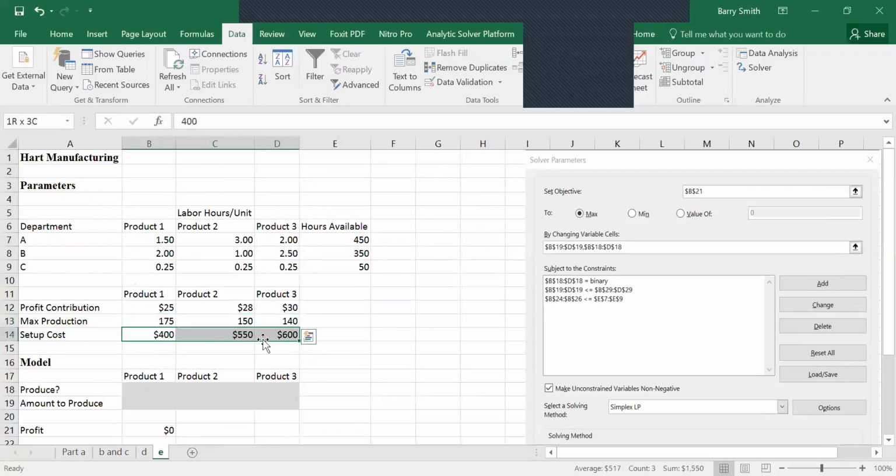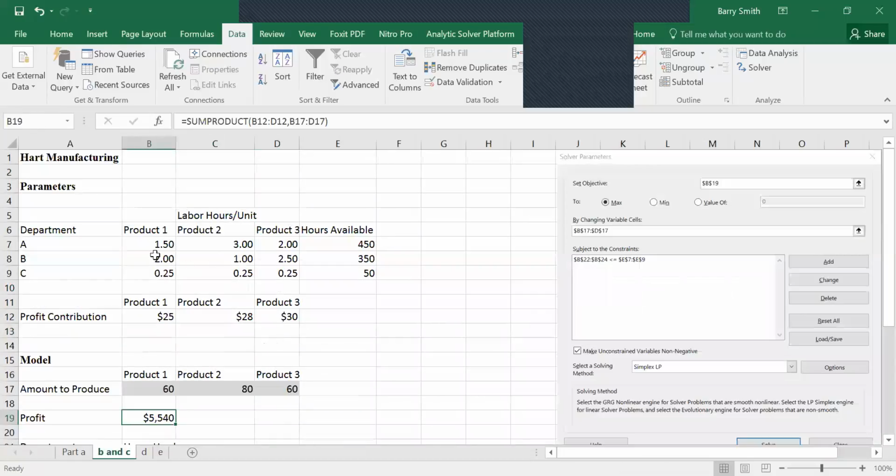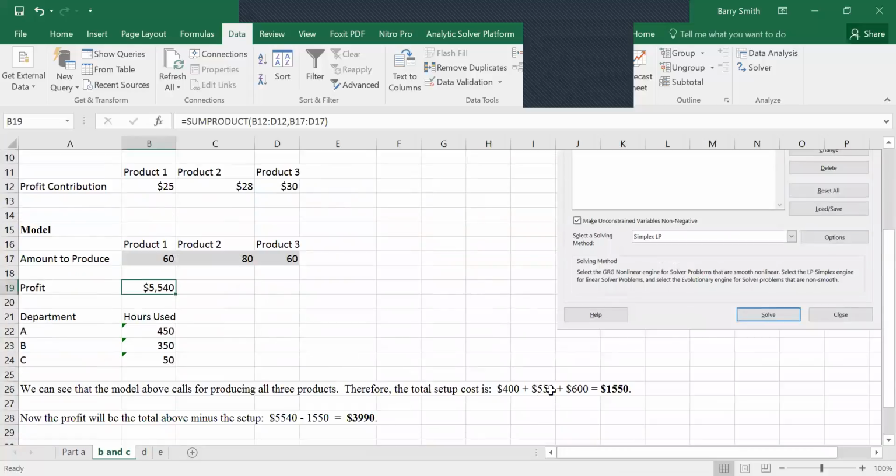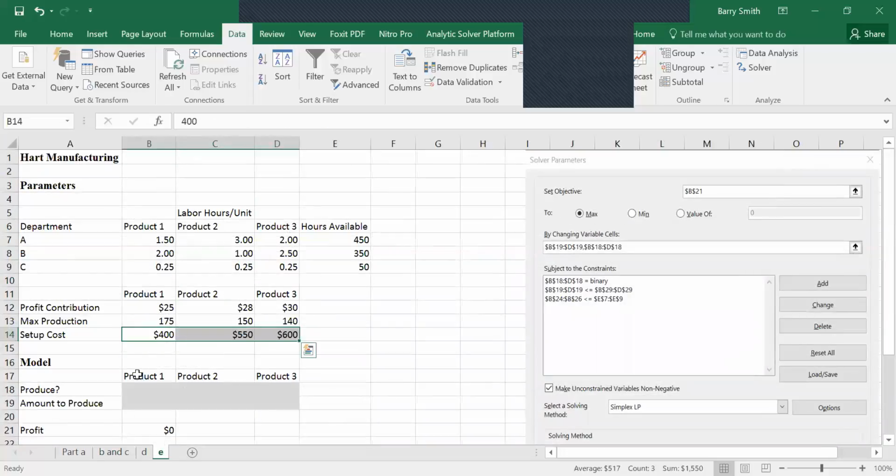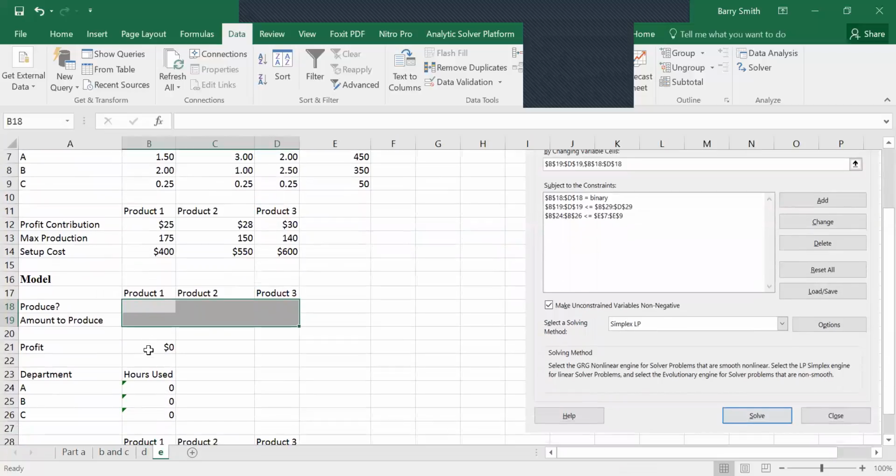And then our setup costs, we added those in, and that was really from part B or C, when we said, oh, we really forgot to put the setup cost in, and so that's where that's from. Now we're going to be searching for the amount to produce of product 1, 2, and 3. So what we need to do then is find our profit.